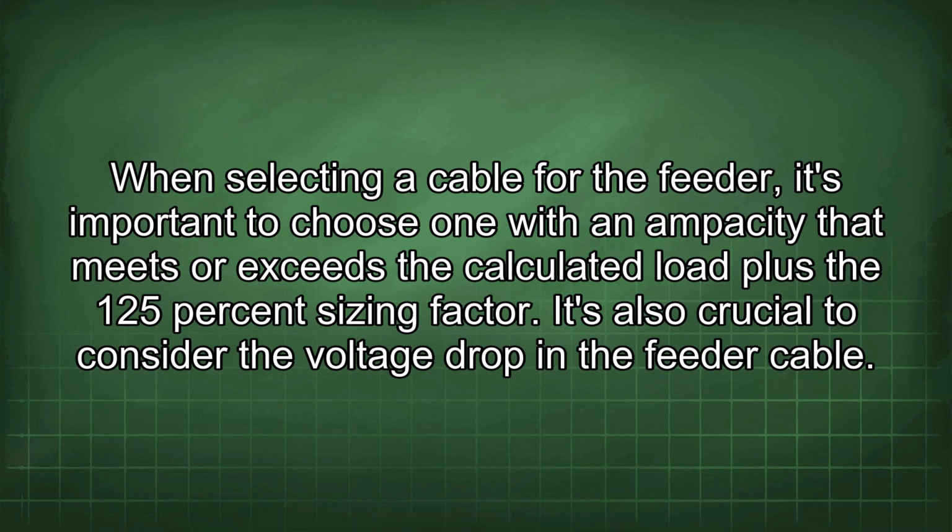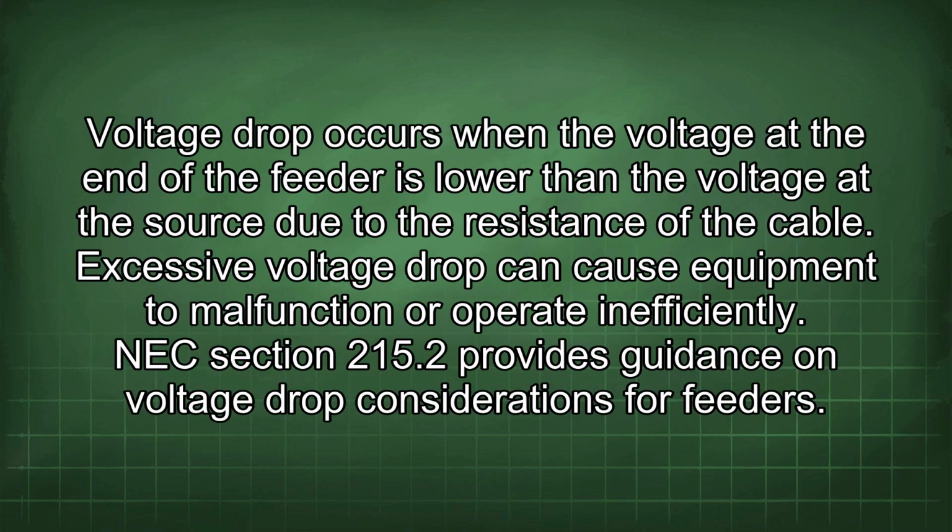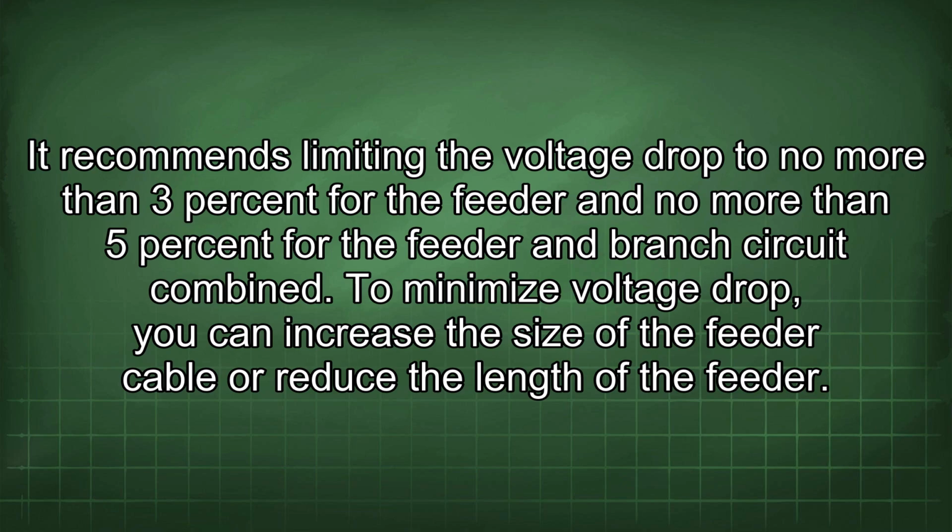It's also crucial to consider the voltage drop in the feeder cable. Voltage drop occurs when the voltage at the end of the feeder is lower than the voltage at the source due to the resistance of the cable. Excessive voltage drop can cause equipment to malfunction or operate inefficiently. NEC Section 215.2 provides guidance on voltage drop considerations for feeders. It recommends limiting the voltage drop to no more than 3% for the feeder and no more than 5% for the feeder and branch circuit combined. To minimize voltage drop, you can increase the size of the feeder cable or reduce the length of the feeder.